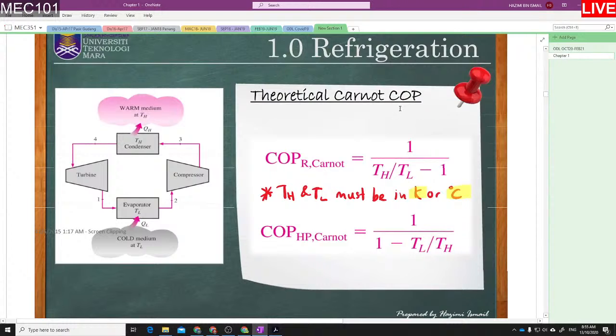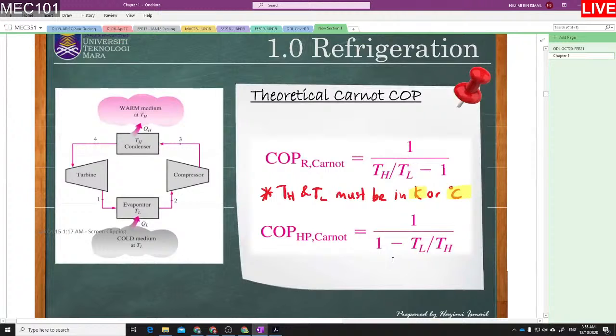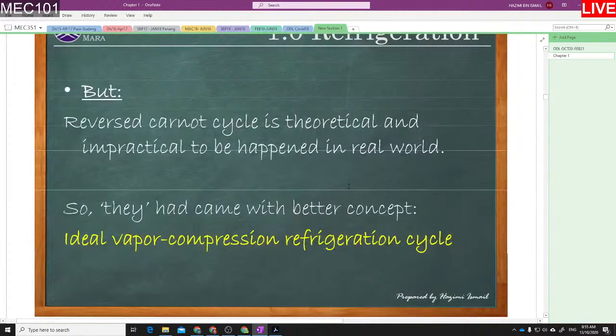Okay, theoretical Carnot COP. Don't worry about this one. You maybe need to memorize this equation, or maybe not, because we don't calculate the Carnot cycle, because the Carnot cycle is the basic principle. But in the real world, the reverse Carnot cycle is theoretical and impractical to happen.